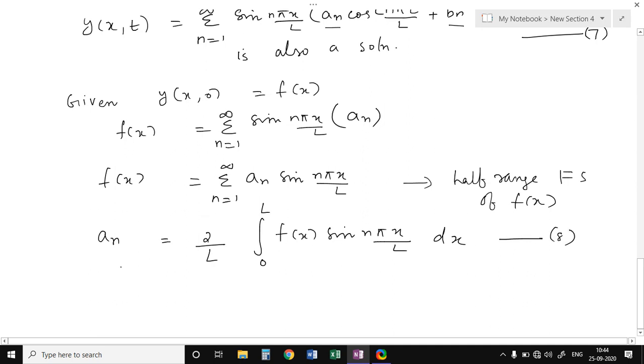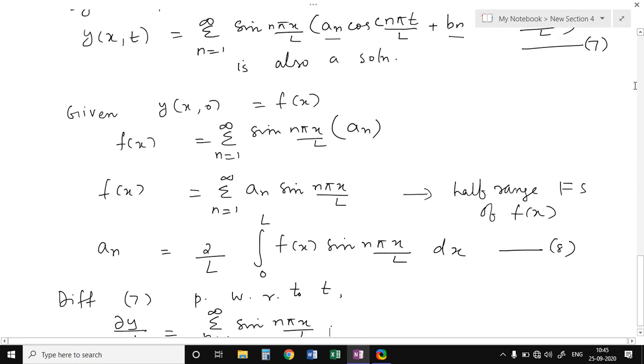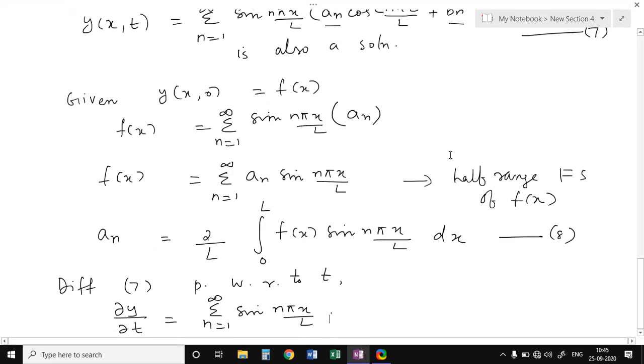Now for applying the second initial condition, we will differentiate equation number 7 partially with respect to t. So in this case we get ∂y/∂t is equal to sigma n varies from 1 to infinity sin(nπx/l), and now here we have cnπ/l as a constant coming out, multiplied by the bracket: minus an sin(nπct/l) plus bn cos(nπct/l). So this is the derivative of the 7th equation.